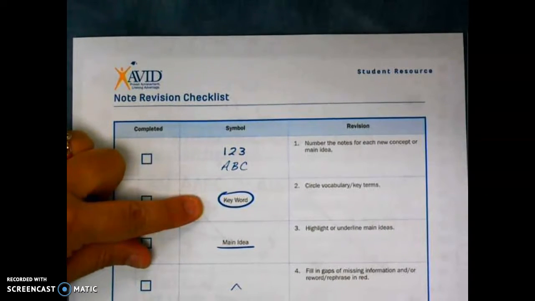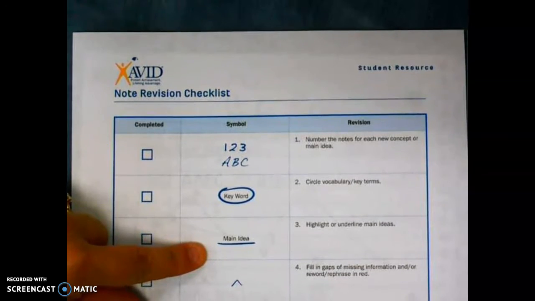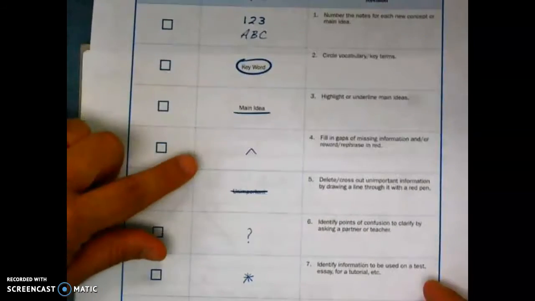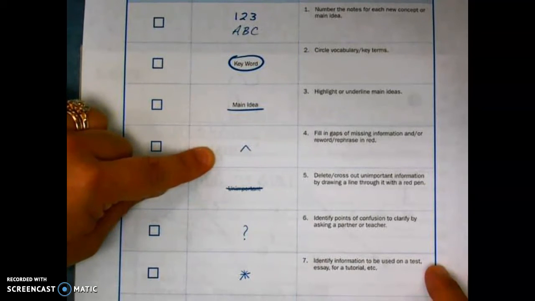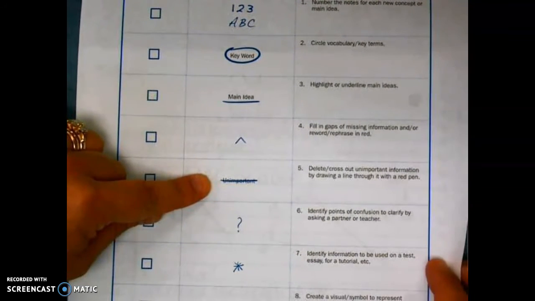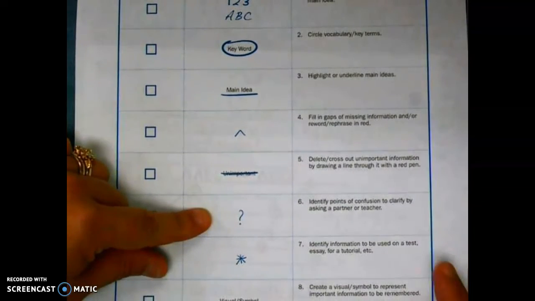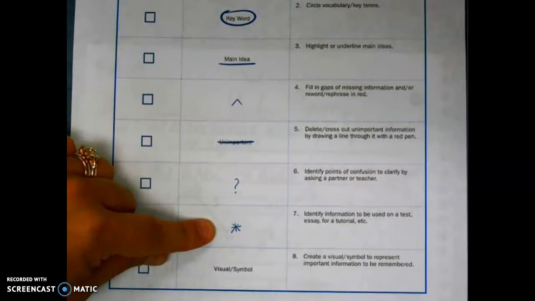We can circle keywords that we need to study. We can underline things that we feel are important. We can add things that might fill in some missing pieces that we didn't understand. If we feel like something's not important, we can draw a line. If I really don't understand something, I can put a question mark so I know to go ask somebody for help. And this one is a star, like thinking, I know the teacher's going to put that on the test and I'm going to need to really study it.